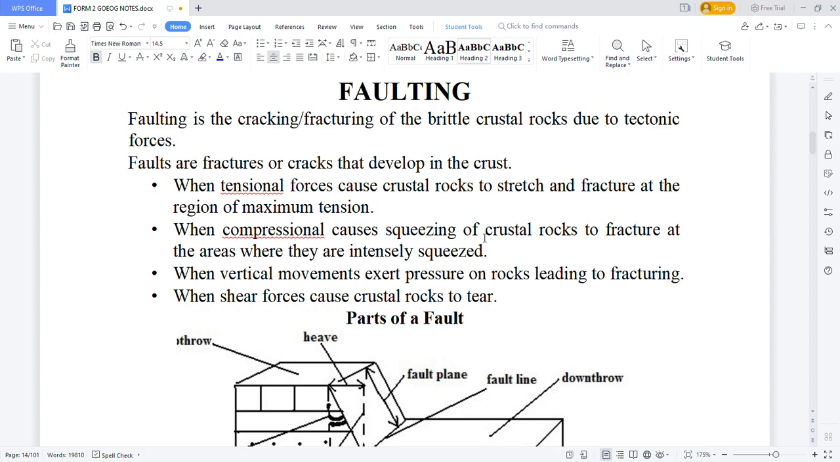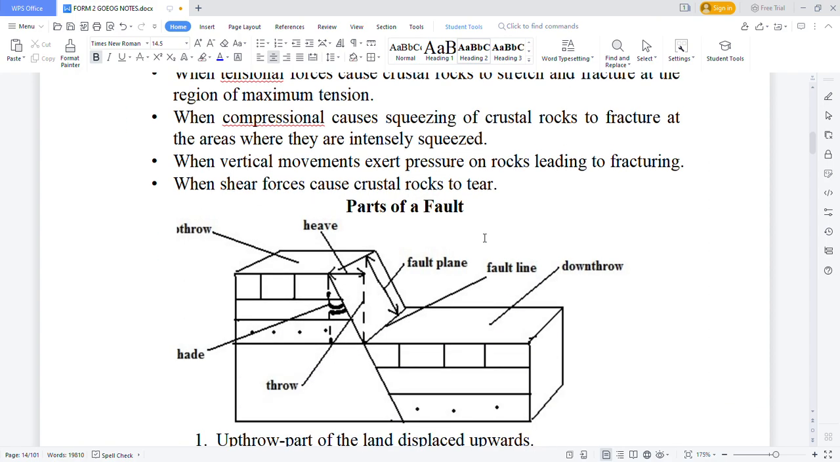We have talked about when tensional forces cause crustal rocks to stretch and fracture at the region of maximum tension. We have also talked about compressional forces, which cause squeezing of crustal rocks to fracture at the areas where they are intensely squeezed. We have also talked of vertical movements that exert pressure on crustal rocks leading to fracturing, and shearing forces causing crustal rocks to tear.